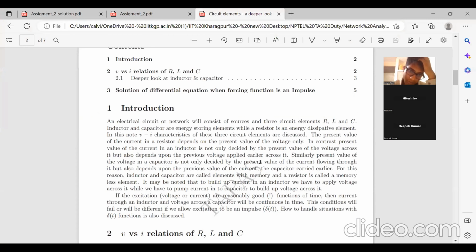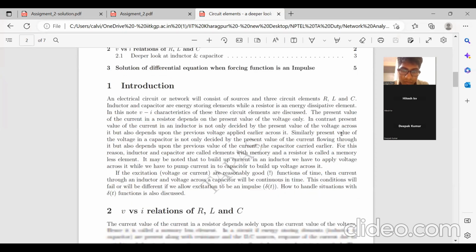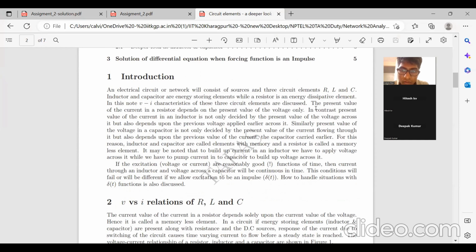So there are these circuit elements. An electrical circuit or network will consist of sources. We know there are three basic elements, R, L, and C. An inductor and capacitor are energy storing, while a resistor is an energy dissipative element. One thing to note is that a resistor doesn't have any memory. The value of the current flowing through the resistor directly depends on the voltage applied across it. While for an inductor and capacitor, the previous value of the voltage for a capacitor, or the previous value of current in an inductor, plays some part.